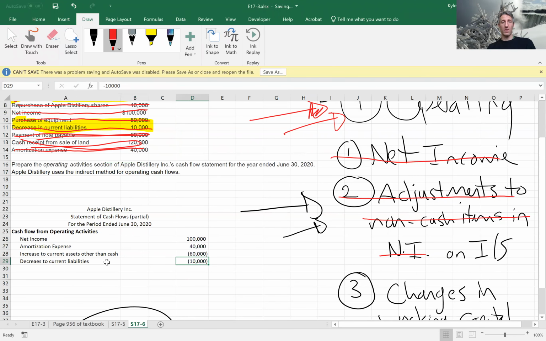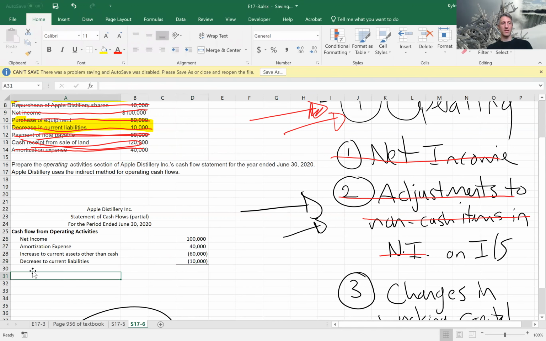So then I've done it in its entirety, so I can just put a total here. I'll put an underline, and then I can say net cash provided by operating activities. And cash flow increased from operating activities, which is a positive sign for this organization.